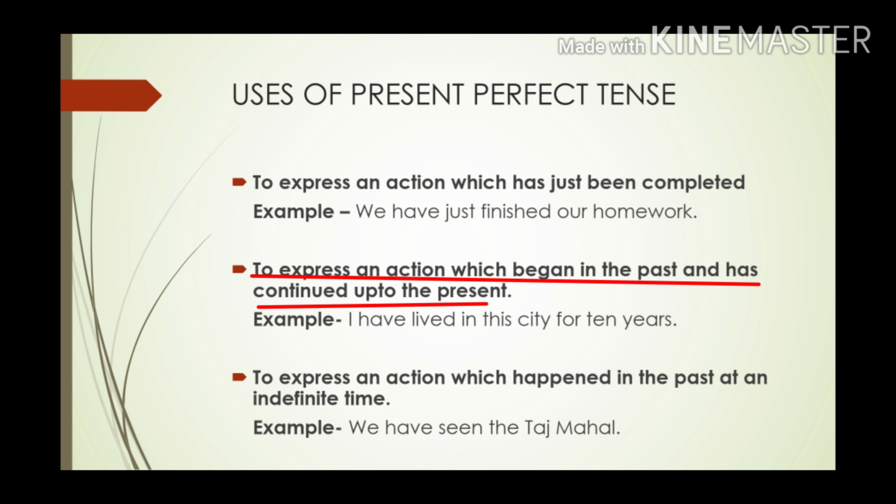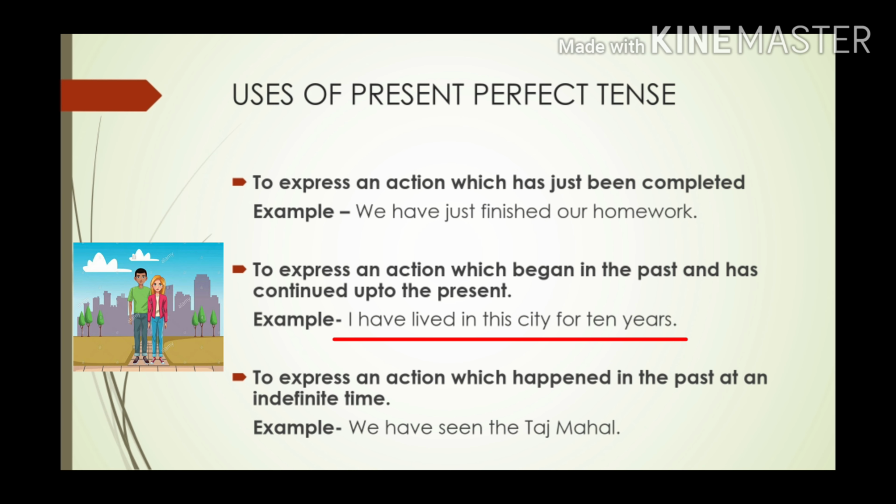Secondly, we use present perfect tense to express an action which began in the past and has continued up to the present, means it was still going on in present. For example, I have lived in this city for 10 years.